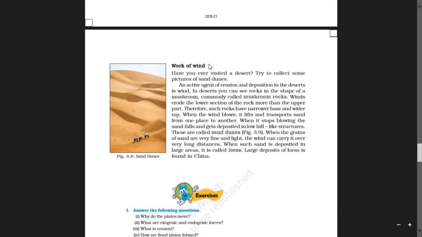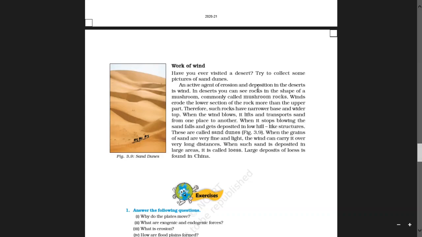Wind means strong air, boys. Have you ever visited a desert? Try to collect some pictures of sand dunes. With the help of your mobile, you can search for them, boys.